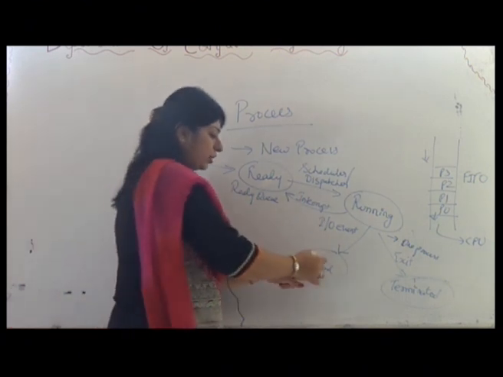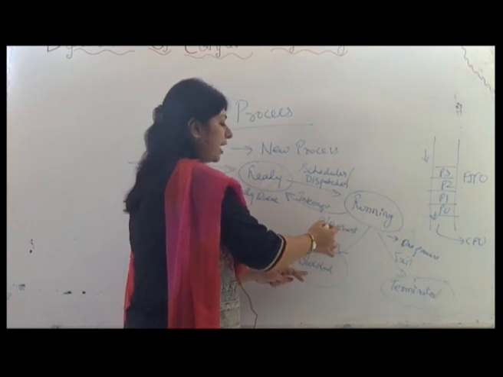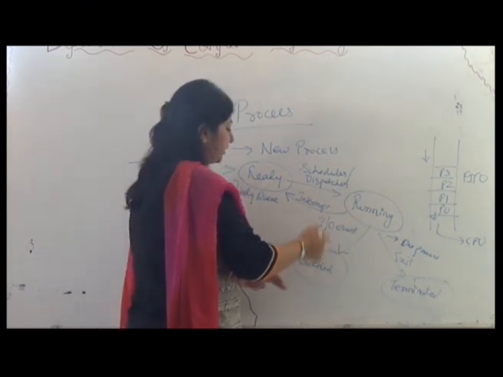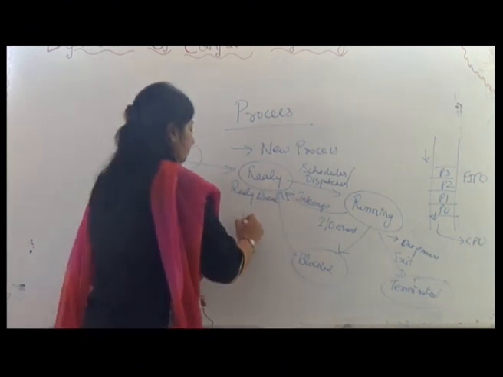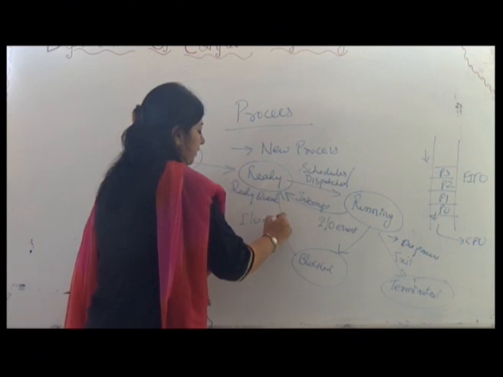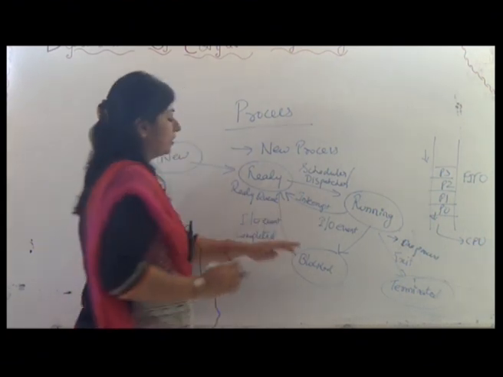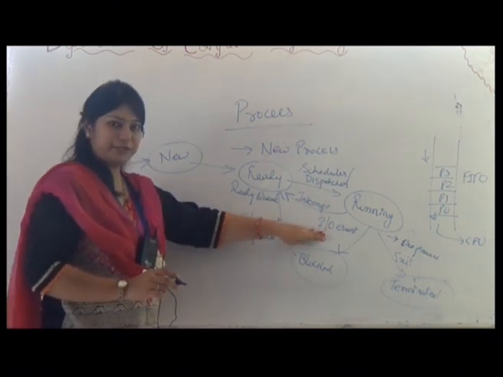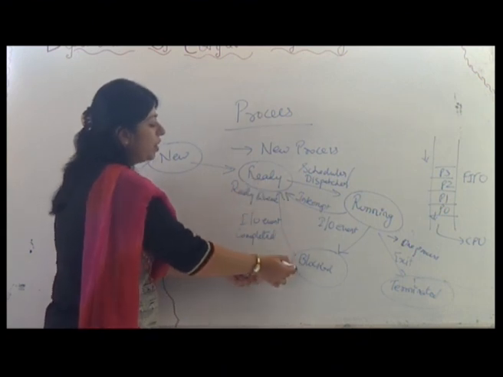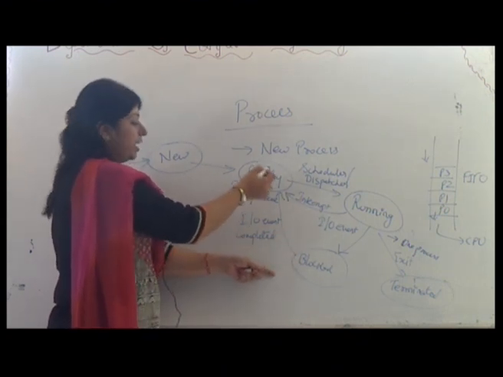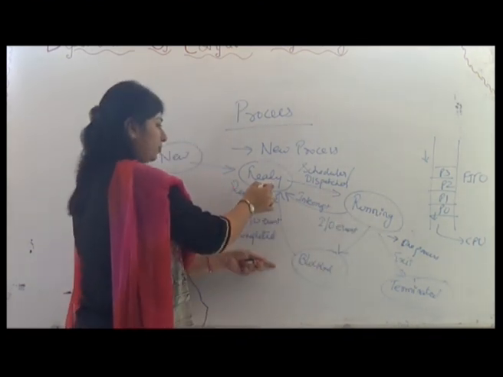From blocked, it is not possible for my process to move directly to the running state. Whenever the input output event has been completed, the process moves back to the ready state. For the process which had requested some input output event, that event has been completed. In that case, my process moves from the blocked state to the ready state. It won't move directly from blocked to running. Again, the process is moved to the ready state.